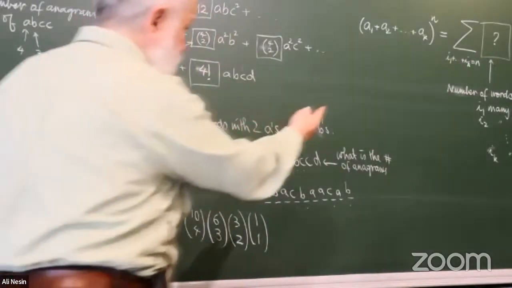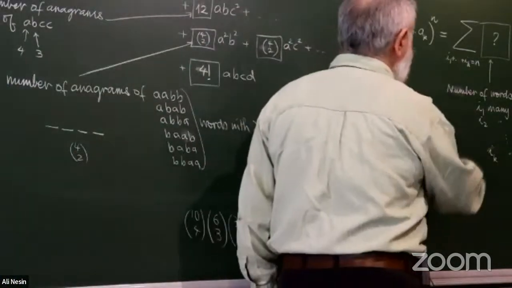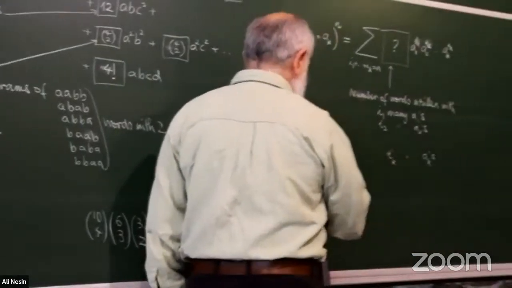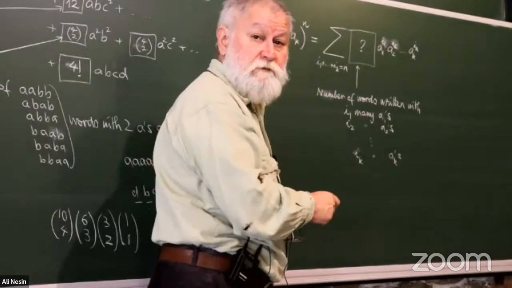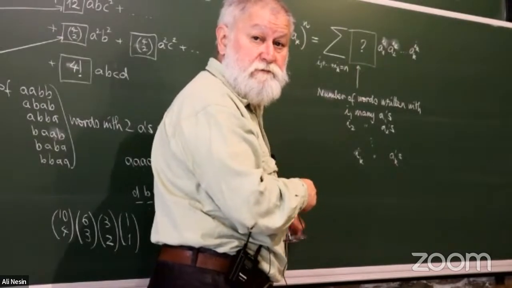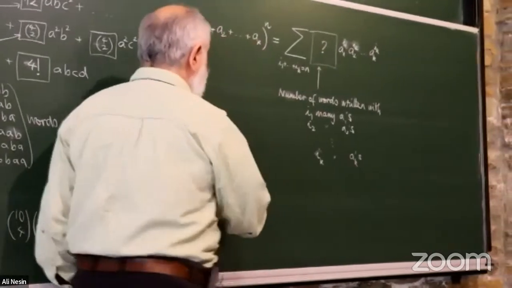In general, how do we do this? I have n places. Can you see it here? I have n places.